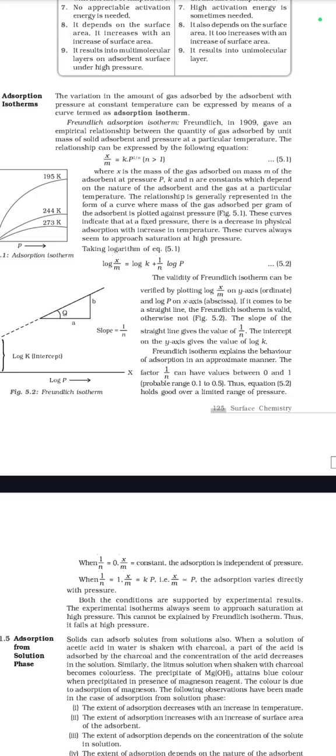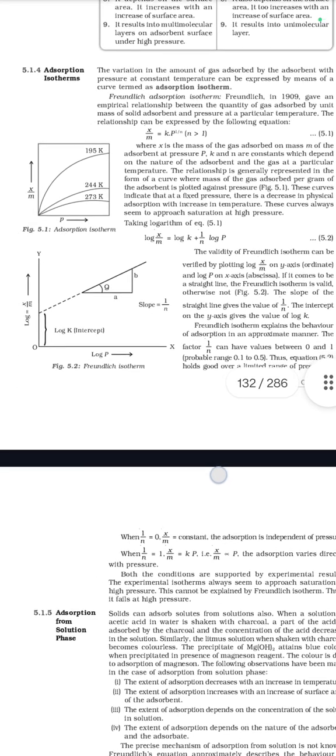The relationship is generally represented in the form of a curve where mass of a gas adsorbed per gram of the adsorbent is plotted against pressure. These curves indicate that at a fixed pressure there is a decrease in physical adsorption with increase in temperature. These curves always seem to approach saturation at a high pressure.